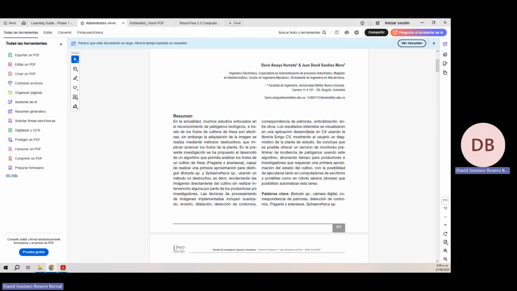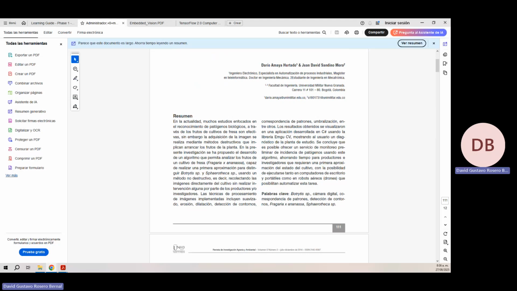Masking and thresholding: a binary mask was created using range thresholds in the HSV domain. This allowed the system to check whether the image actually contained strawberry fruits, detecting red tones. If no fruits were detected, the algorithm aborted analysis.